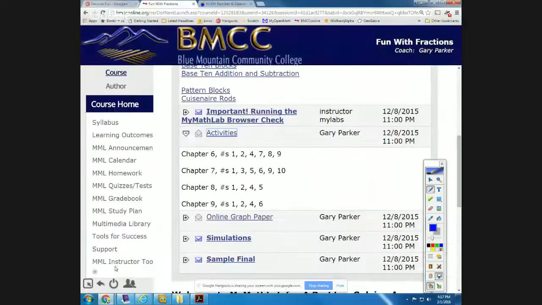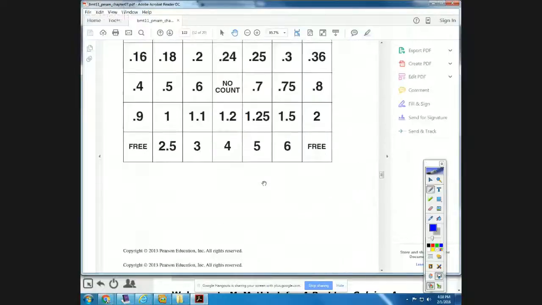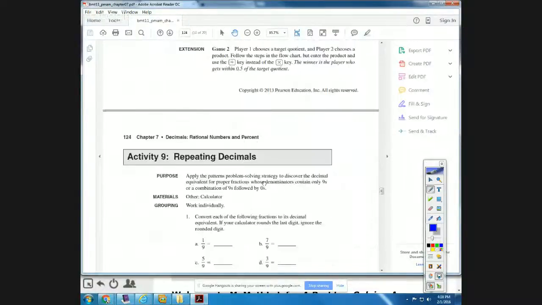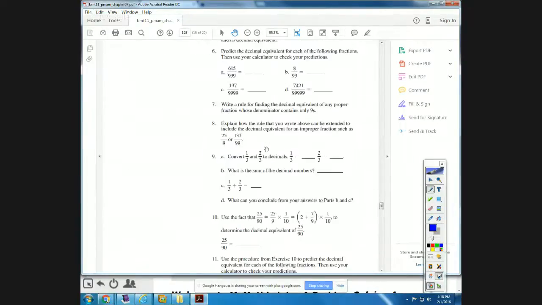9 and 6, 9, and 10. So 9, I think, is division, if I remember right. Oh, 9 is repeating decimals, that's right. So that comes up in section 3 of the book. So far what we've covered is most of 7.1 and about 3/4 of 7.2 is what we've covered today so far. So you can put off 9 for a little while.